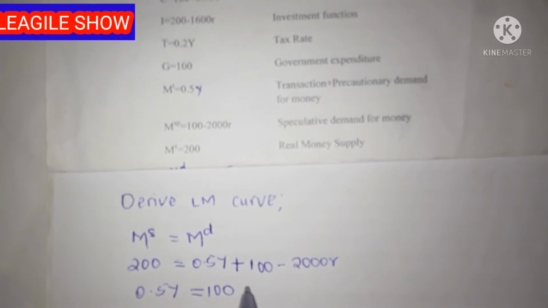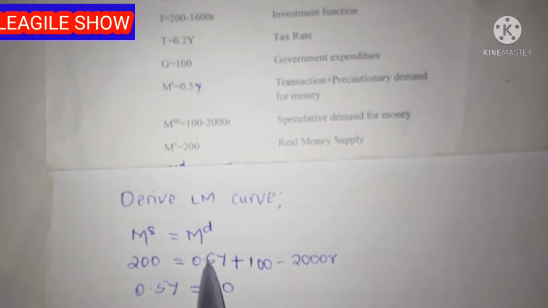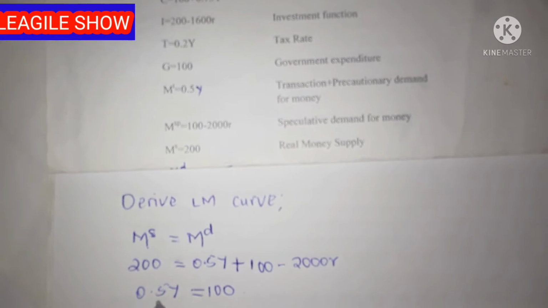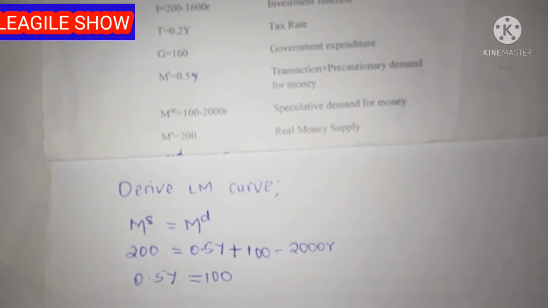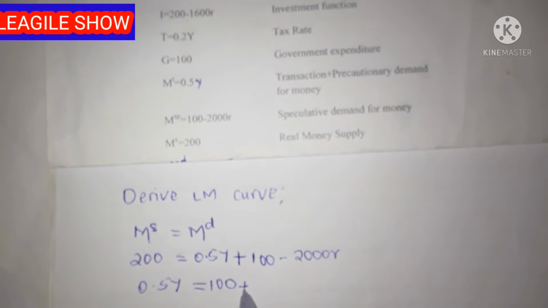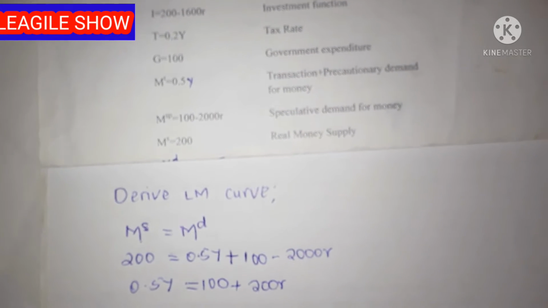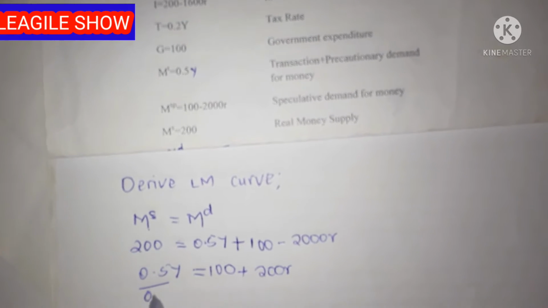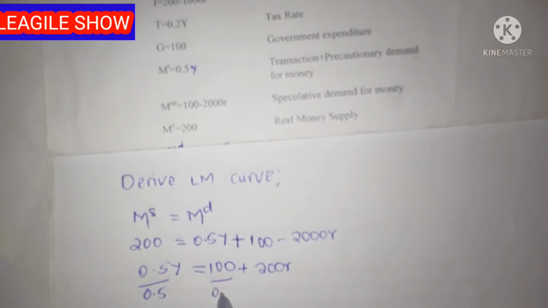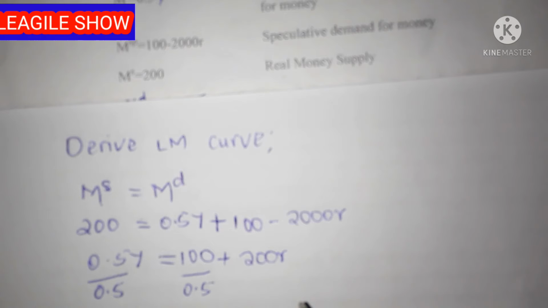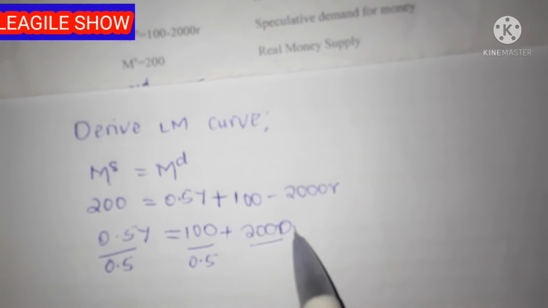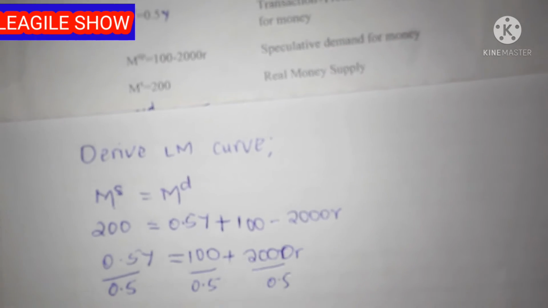Now in this step we'll be collecting like terms. By collecting like terms, you're going to have 0.5y is equal to 100 plus 2000r. Now we divide both sides by 0.5. This is 2000r divided by 0.5.